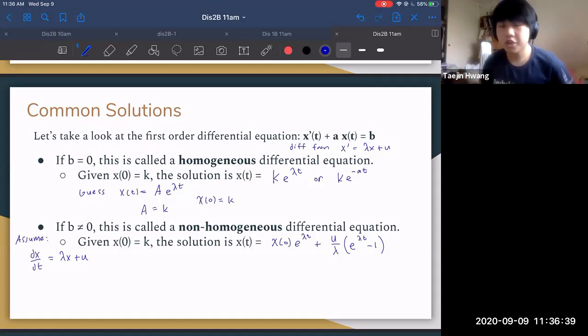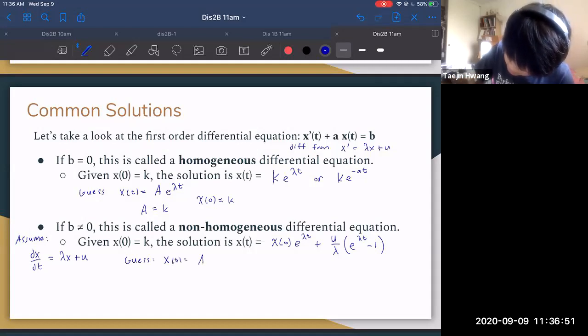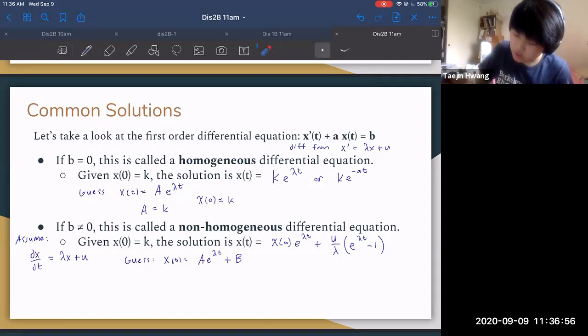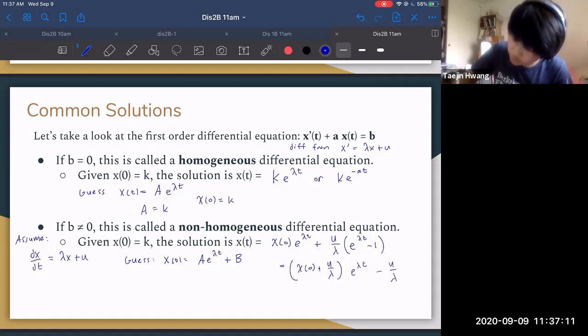And if you're curious how this ties into our guess that we did, if we were to guess x is equal to a e to the lambda t plus b, then comparing with our true solution here, this would actually tell us that x of 0 plus u over lambda is our a, and u over lambda is our b.